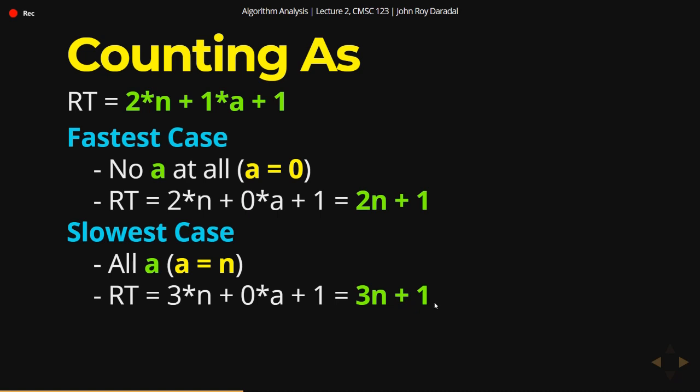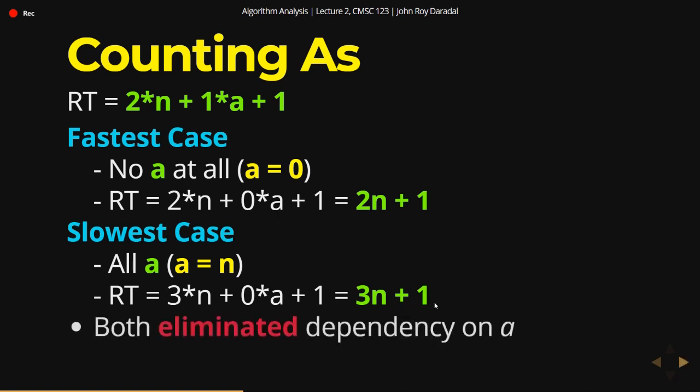You'll notice that in both cases, we eliminated the dependency on a because our running time just depends on n this time. There's no more dependence on a.